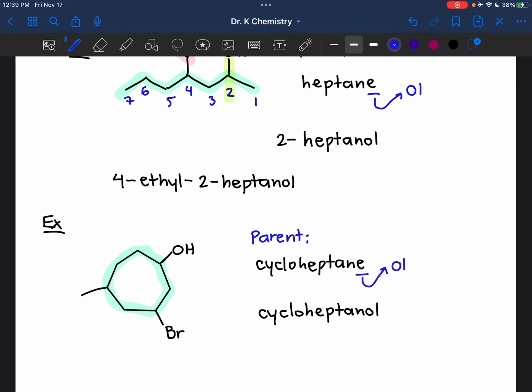Now, when we're numbering the ring, any carbon can be carbon 1, but because the OH group takes the highest priority, the carbon directly attached to OH will be carbon 1. And then we can number either clockwise or counterclockwise. If I number clockwise, then the next substituent is on carbon 3. If I number counterclockwise, then the next substituent is on carbon 4. And I want the version that gives the substituents the lowest possible number, so I'm going to number clockwise.